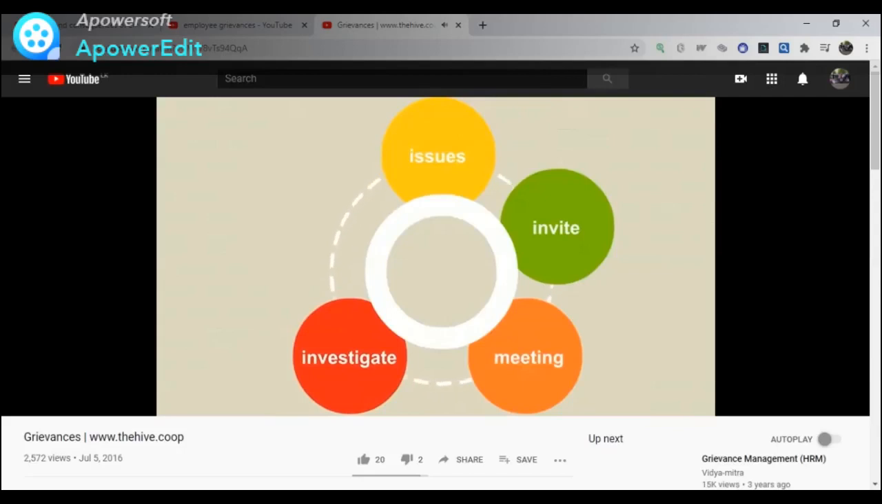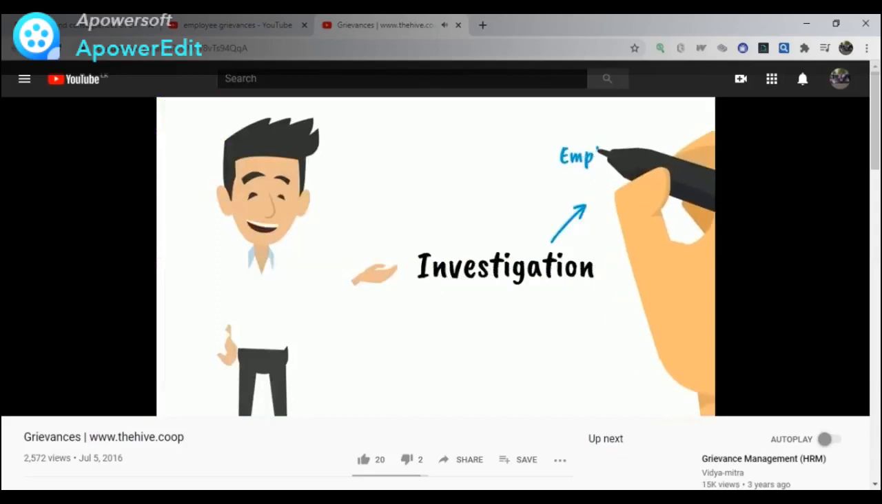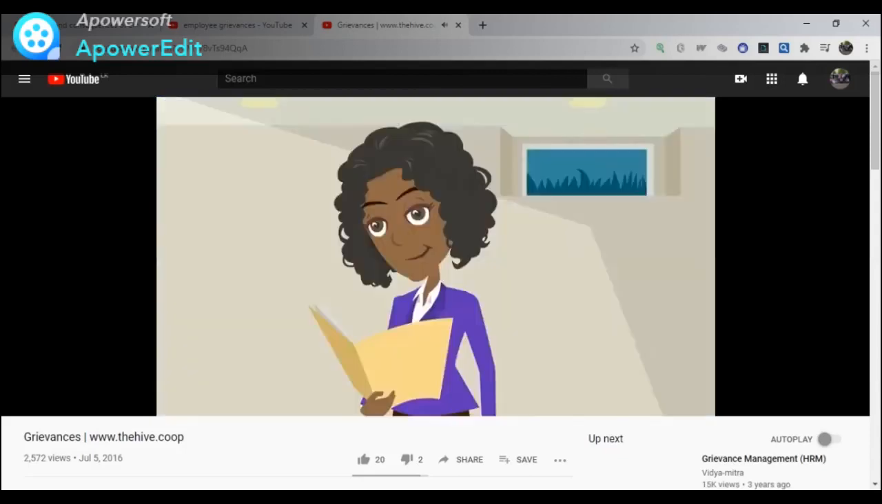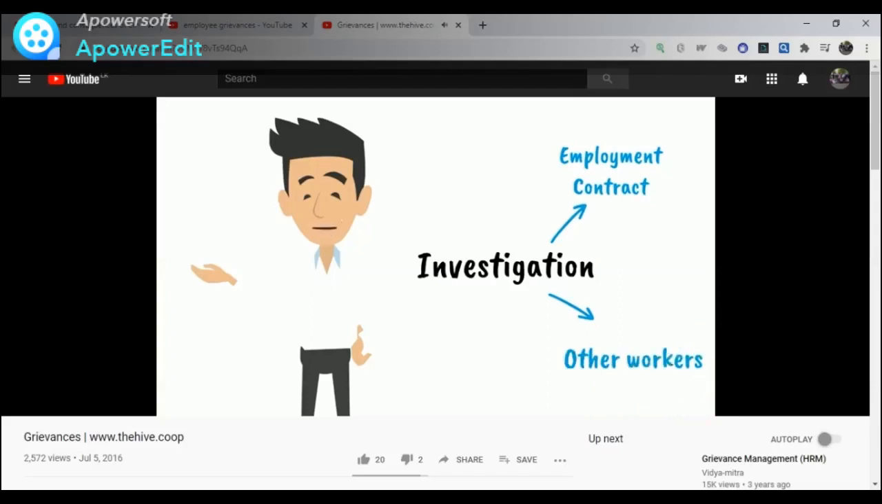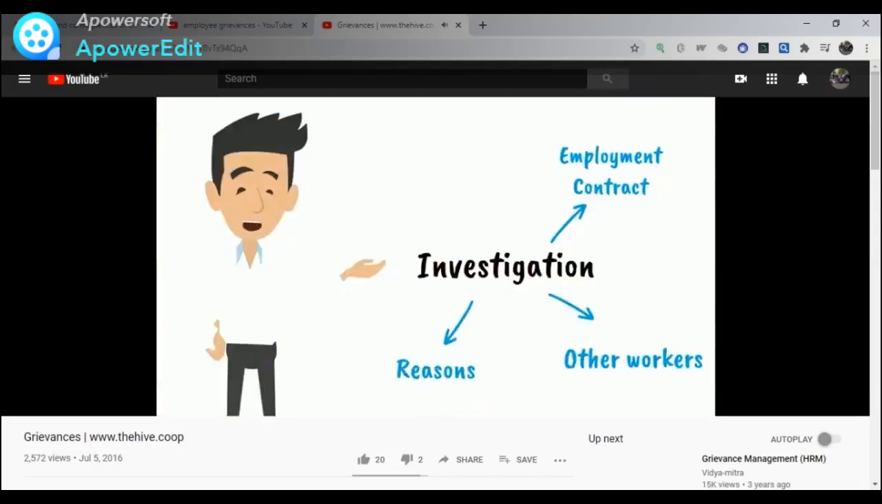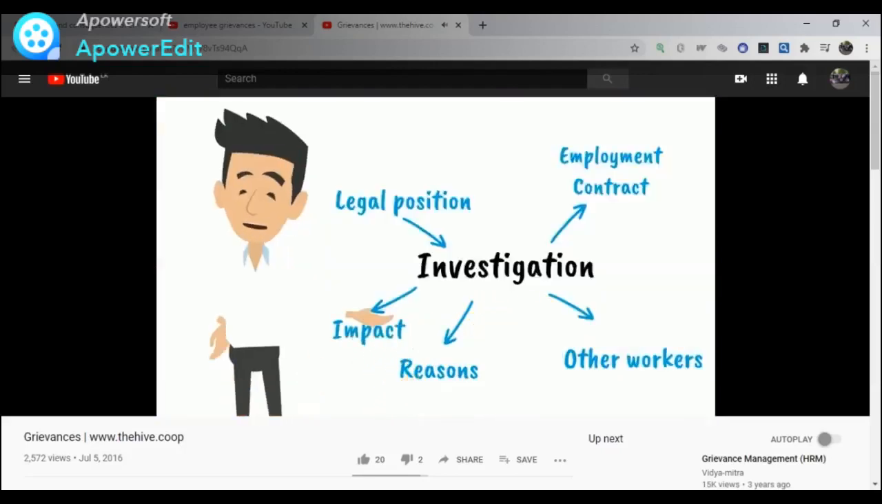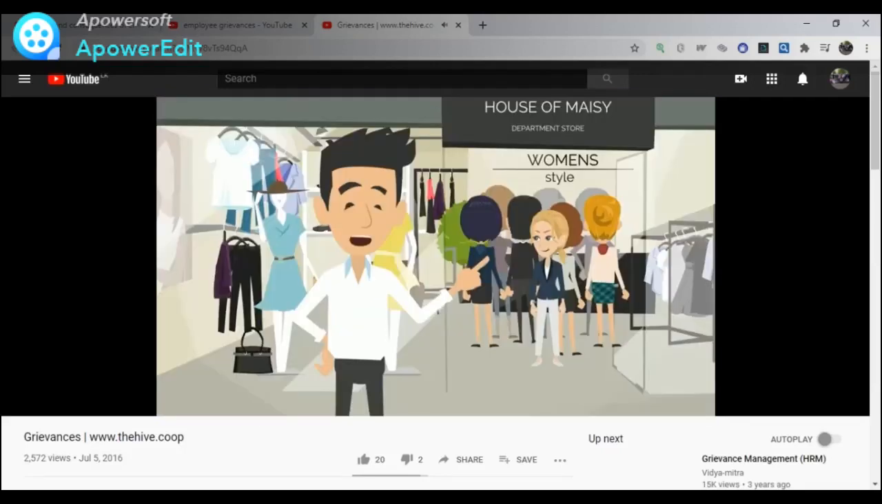You will need to look into the issues further to make a decision. You may decide to look at Ben's employment contract. What does it say about breaks? Find out about other workers. How long do other workers take for lunch? Find out the reasons for the length of lunch breaks. What is the legal position? Should Ben be receiving a longer break under the working time regulations? What is the impact of agreeing a longer lunch break? How will it affect customers and staff?